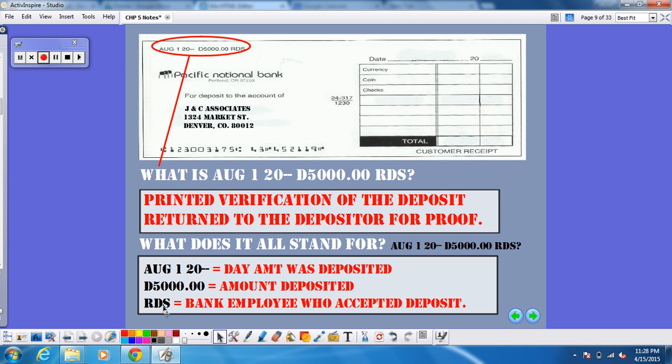And then you're going to have some letters here. The example is RDS. That is going to be the bank employee who accepted the deposit. So we have the date, the amount you deposited, and who did the transaction for you. So if there's any questions, we have an idea who we need to go back and talk to, to figure out what happened. Okay, so this is some information about a deposit slip. You need to make sure that you have it on your notes. There's a spot there on your notes that you can place that.